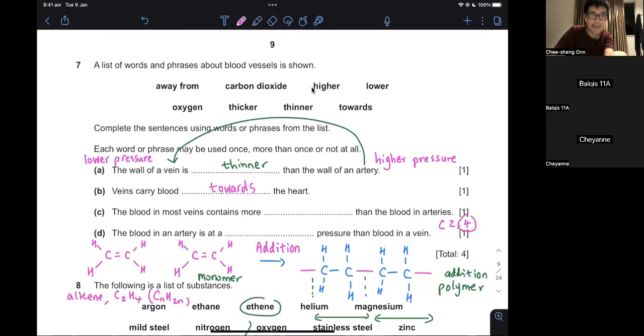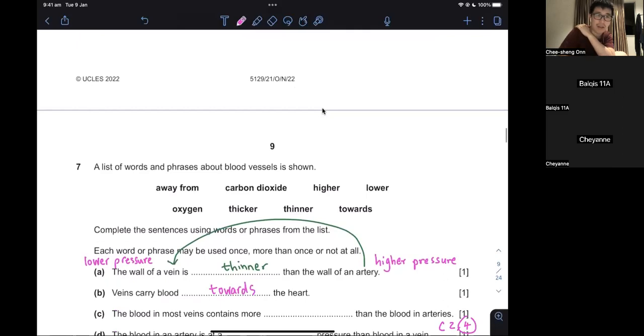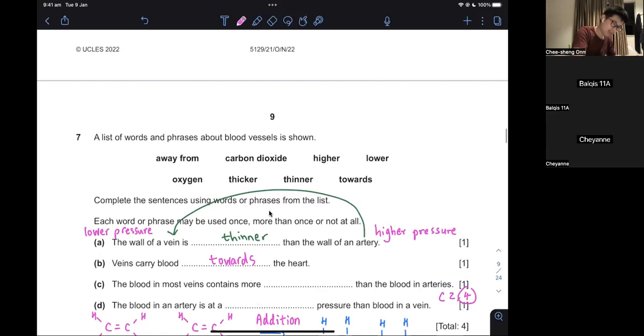Hang on. I am very bad with biology. So I'm just going to quickly check the mark scheme, because it's better to just get it right, and I don't want to risk getting it wrong. So this is November 22, paper 2-1, section 7. So thinner is fine. Towards the heart is fine. So carbon dioxide and higher. So what do they say? The blood in most veins contains more carbon dioxide.